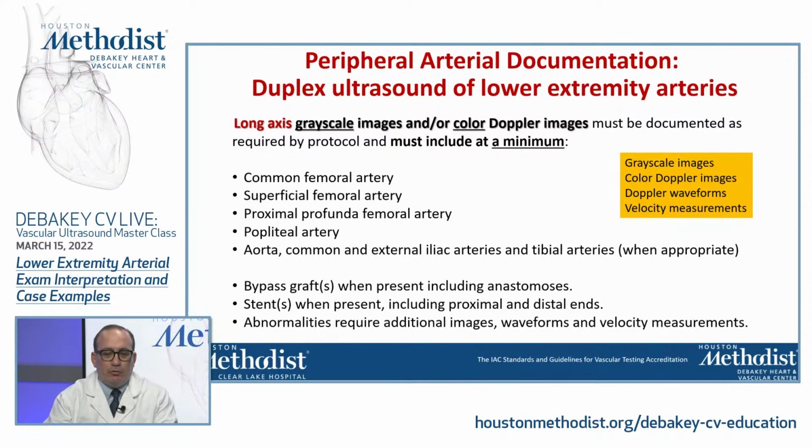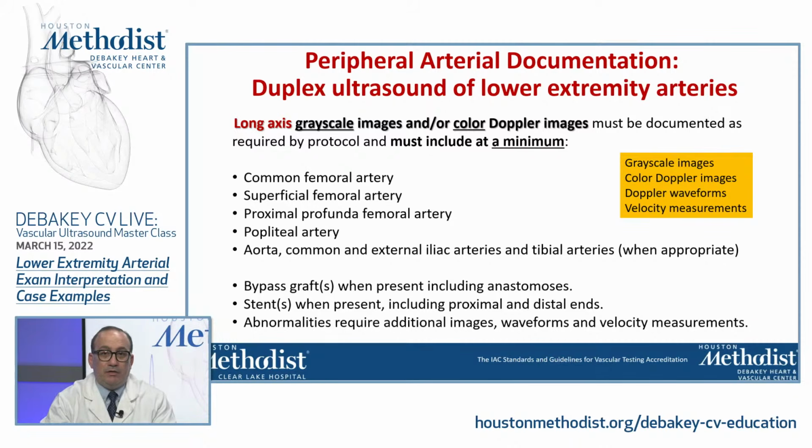So, peripheral arterial duplex exam. First of all, we need to be able to know what to document. And when we look at arteries, we need to look at the long axis in grayscale, and also look at Doppler images. And at a minimum, we need to document common femoral artery, superficial femoral artery, proximal profunda, popliteal artery, and the tibial vessels when necessary. But these, we're talking about what the minimum is. And we need to look at the aorta and the common and external iliac arteries when necessary or appropriate.